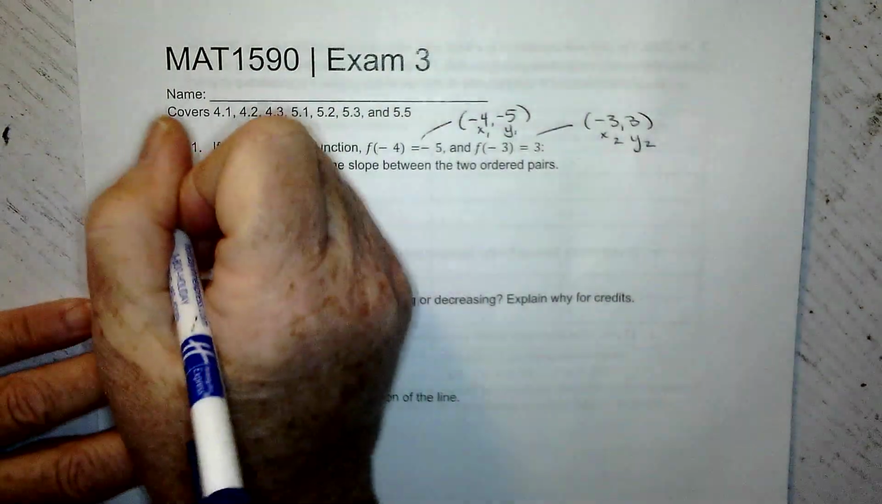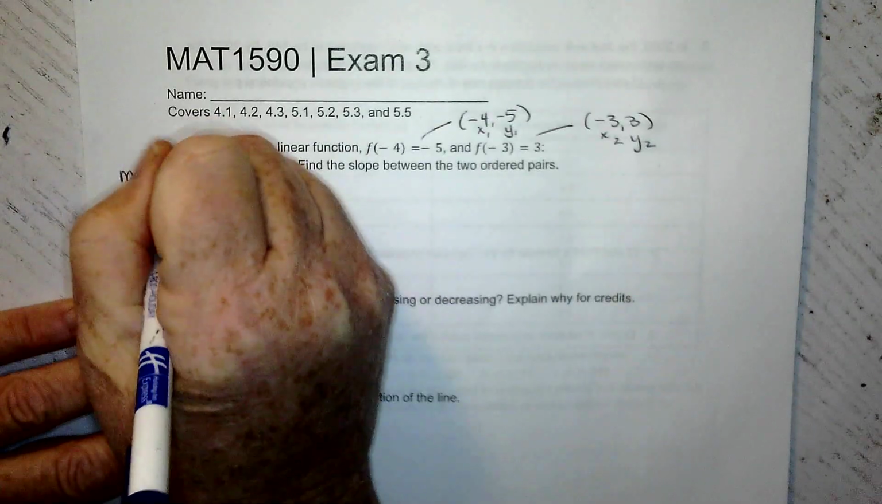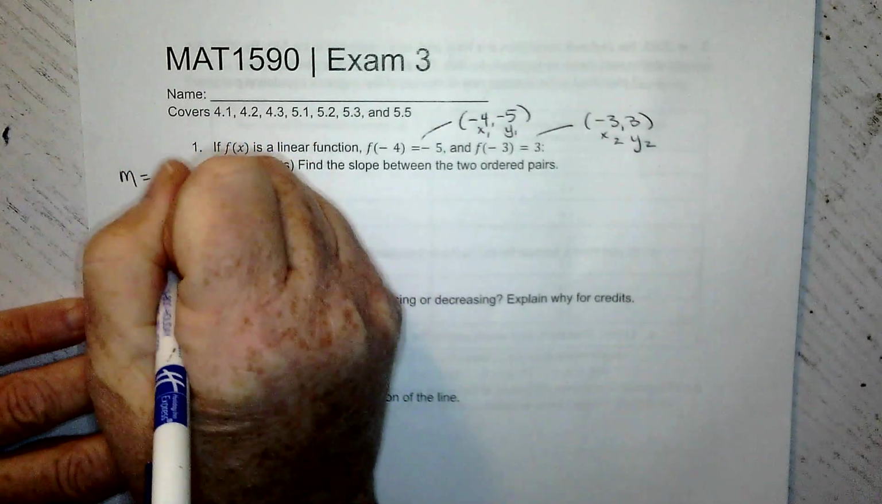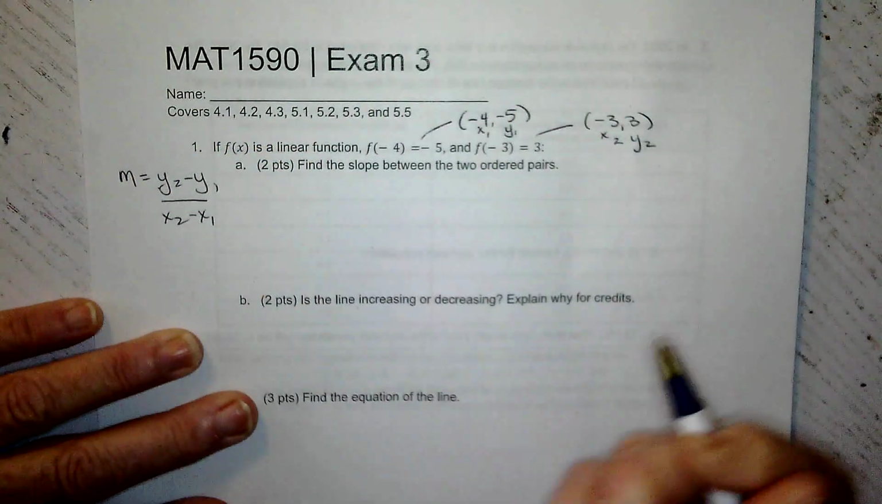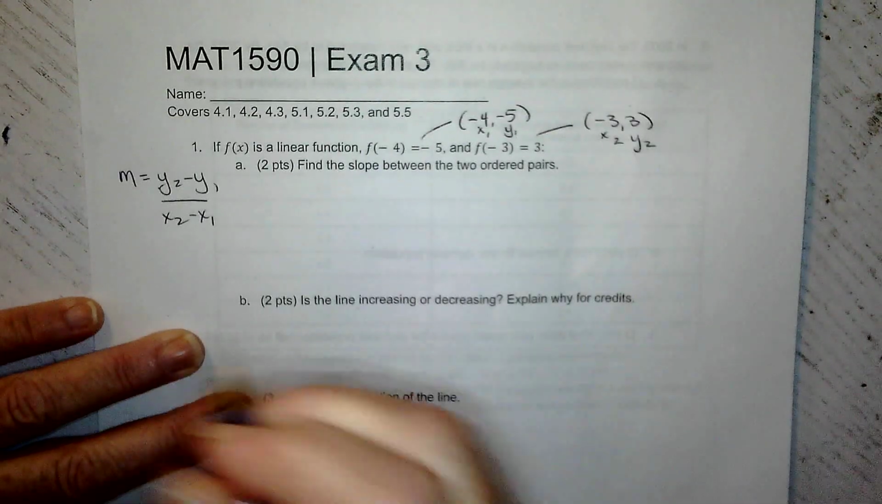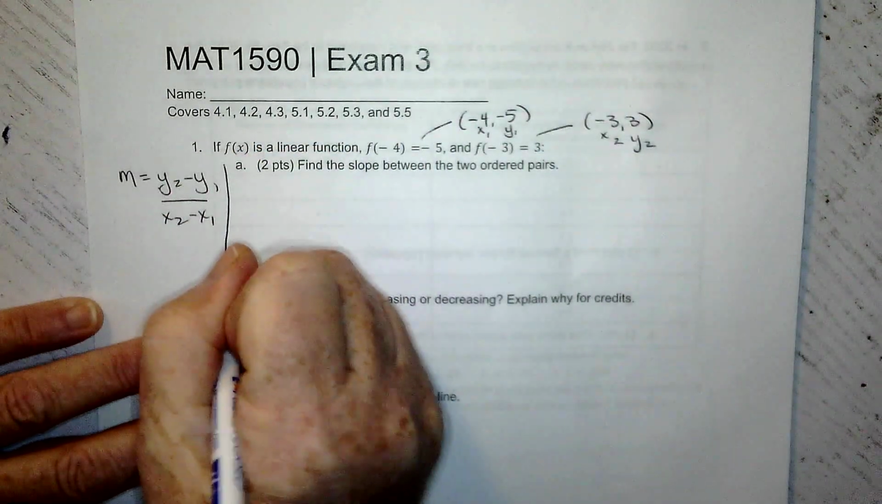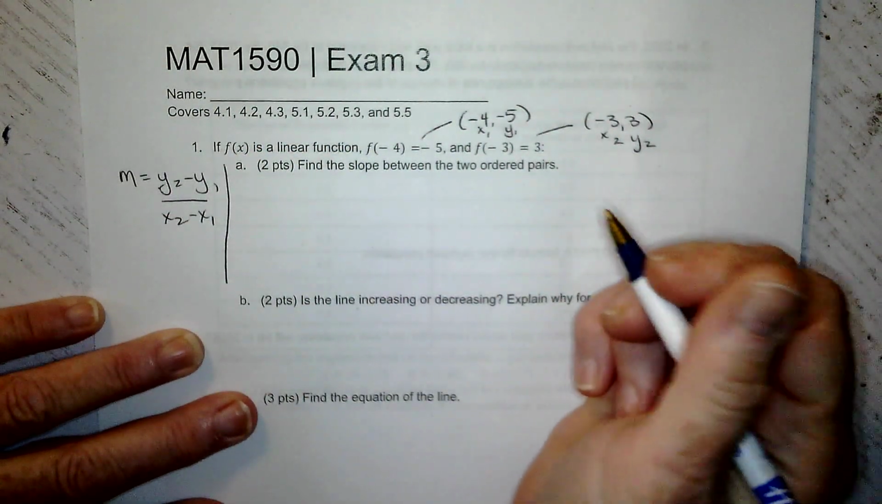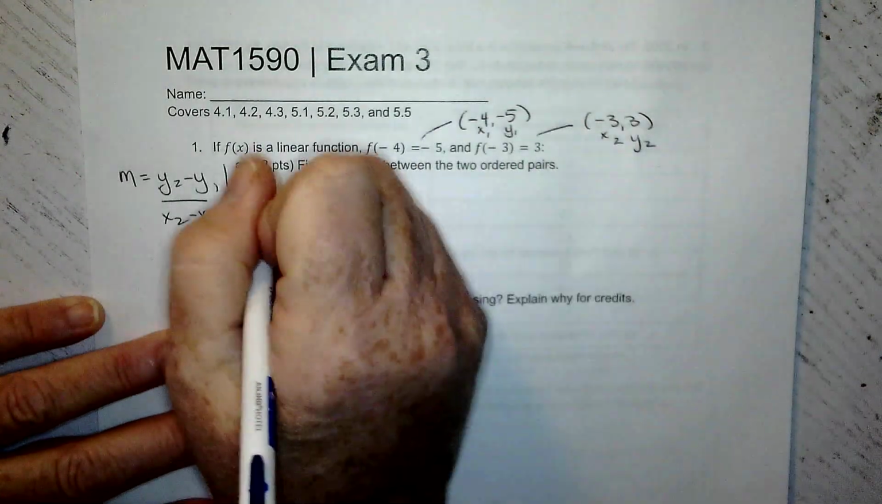And for the slope, it's the same thing as the rate of change: y sub 2 minus y sub 1 over x sub 2 minus x sub 1. You won't need to memorize this for your final. It's going to be in the notes that I give you for the exam, because you will have a formula sheet. So let's find the slope.